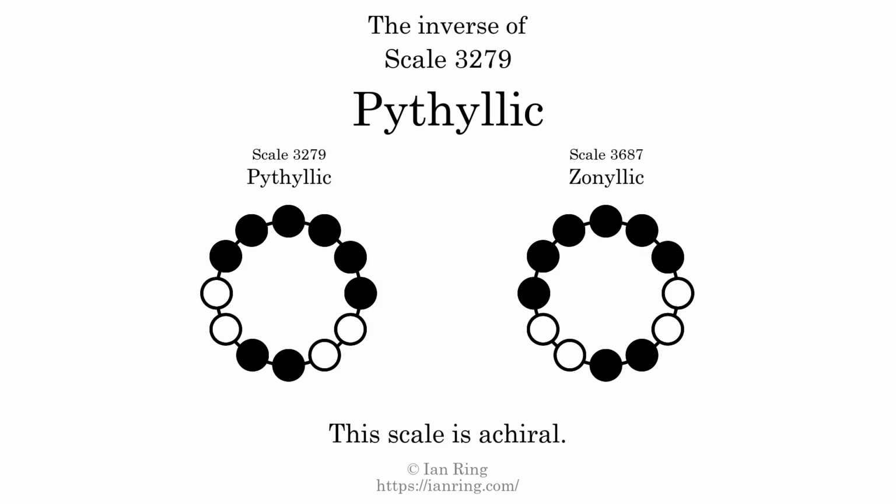The inverse of a scale is a mirror image. It is what you get when the sequence of intervals is reversed. The inverse of this scale is scale 3687, also known as Pythyllic.